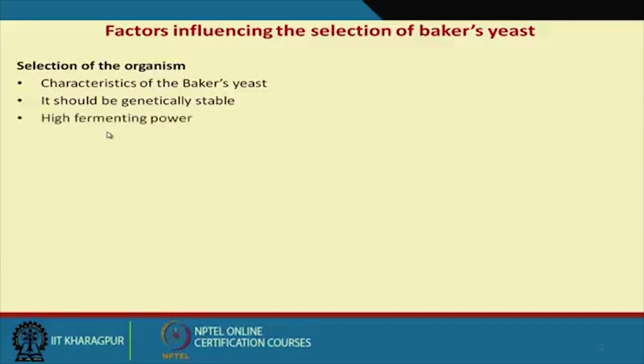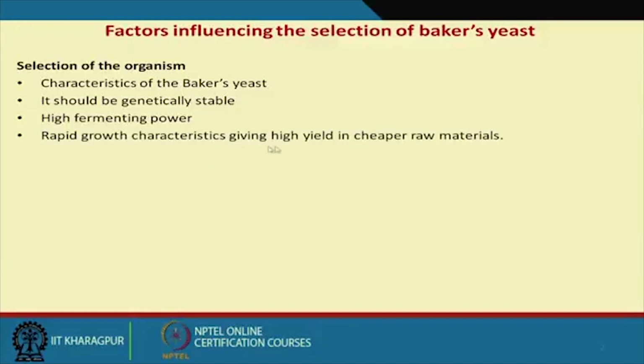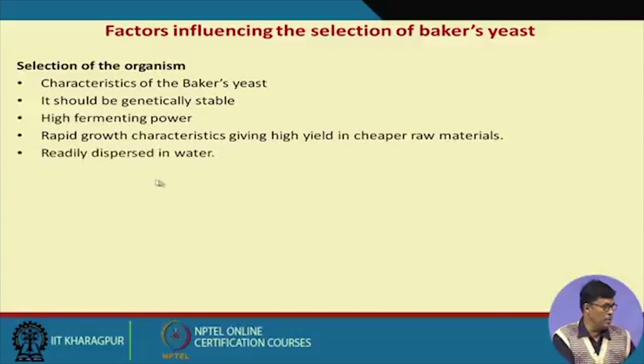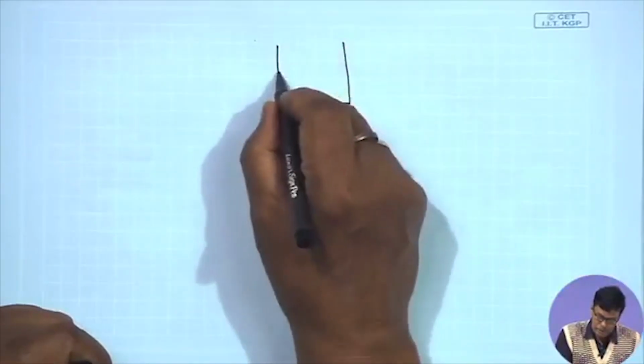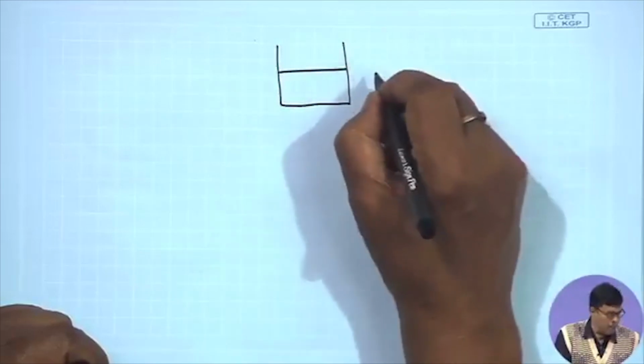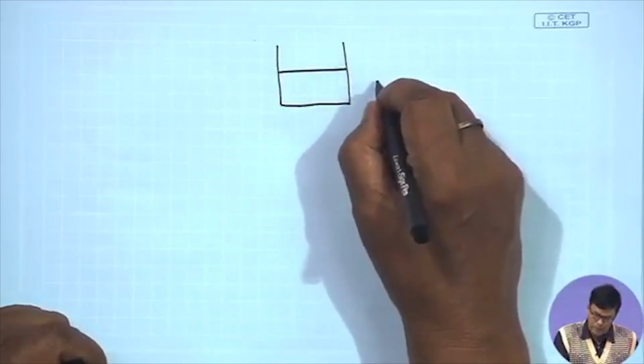It should have high fermenting power, so that degradation of the substrate will be very fast, and then rapid growth characteristics, giving a high yield on cheaper raw materials, because the cheaper the raw materials, the lower your cost of production. If the raw material is cheaper, your cost of the yeast cells will be less. And then it should readily disperse in water, because this is a special characteristic we want for the yeast cells.